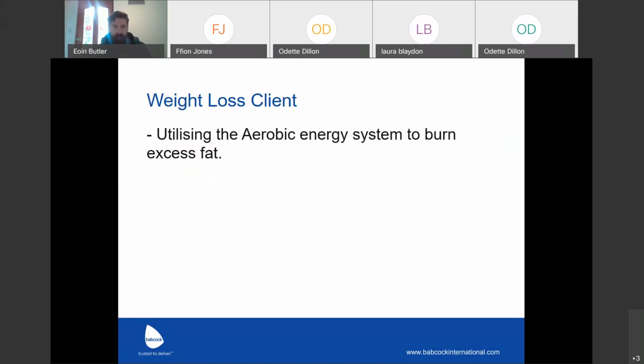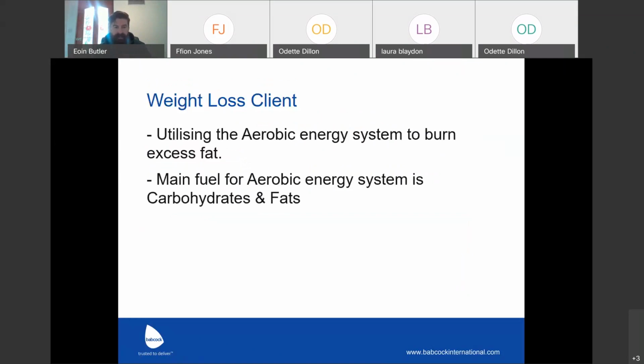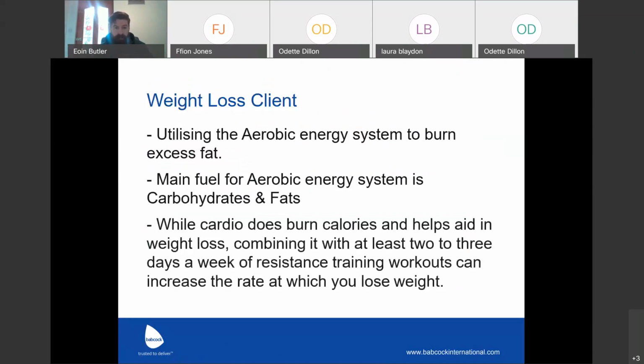Yeah. So what we're doing is we're utilizing the aerobic energy system to burn excess fat. The main fuel for the aerobic energy system is carbohydrates and fats. While cardio does burn calories and helps aid in weight loss, combining it with at least 2 to 3 days a week of resistance training workouts can increase the rate at which you lose weight or lose fat. So yes, aerobic training will reduce body fat percentage, but what we need to try to do is combine it with at least 2 to 3 days a week of resistance training, and we will see our results quicker. Okay, does that make sense?